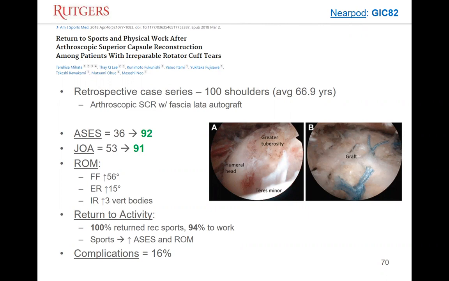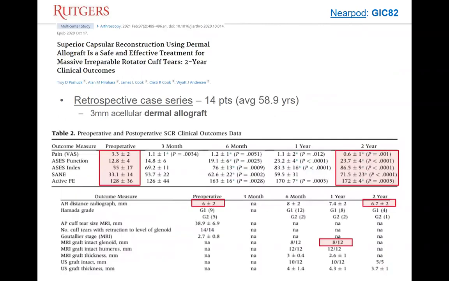They had a complication rate of 16%, including 2 deep infections, 4 loose suture anchors, 2 contractures, 3 retorn tendons, and 5 graft tears. Though retrospective in nature, these results formed the basis for the increased interest in superior capsular reconstruction. The complication rate was not low, but most were not major. Overall, the functional gains and return to activity were extremely promising, though it's unclear from this study whether fascia lata autograft is the ideal choice, but he has reported great success with it with minimal morbidity.